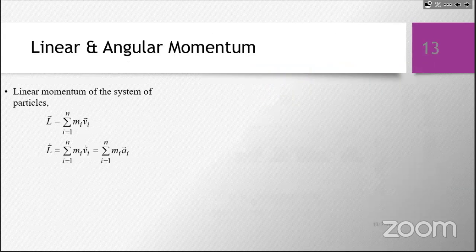All right, so let's talk about linear and angular momentum. We talked about linear momentum, and there's a homework problem on it. Linear momentum is mass times velocity, right? So if you had a system of particles, we can do the same thing. We can calculate the total linear momentum of a system of particles by adding all of the momentum from each of the particles, right?